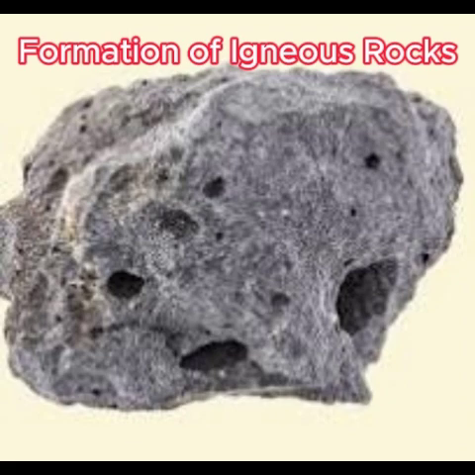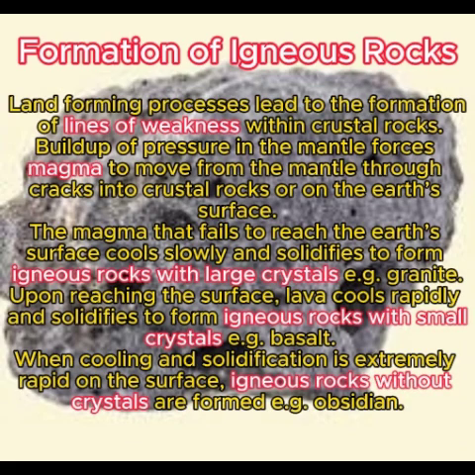Formation of igneous rocks. Land-forming processes lead to the formation of lines of weakness or cracks within crustal rocks. Buildup of pressure in the mantle forces magma to move from the mantle through cracks into crustal rocks or on the Earth's surface. The magma that fails to reach the Earth's surface cools slowly and solidifies to form igneous rocks with large crystals, for example, granite.